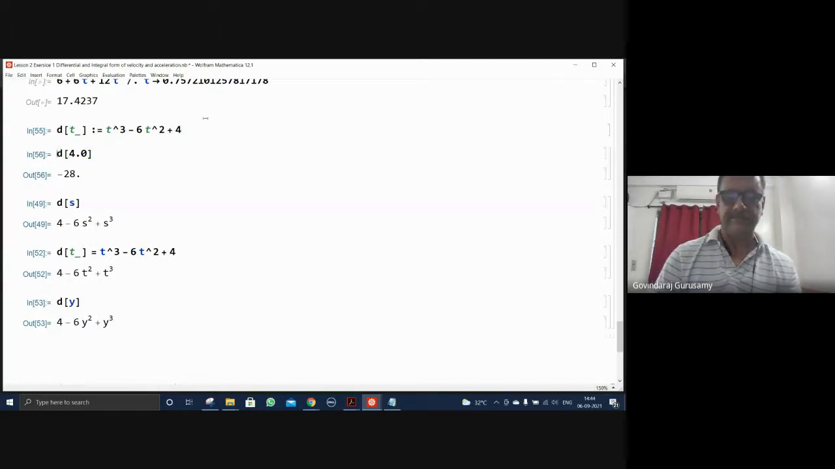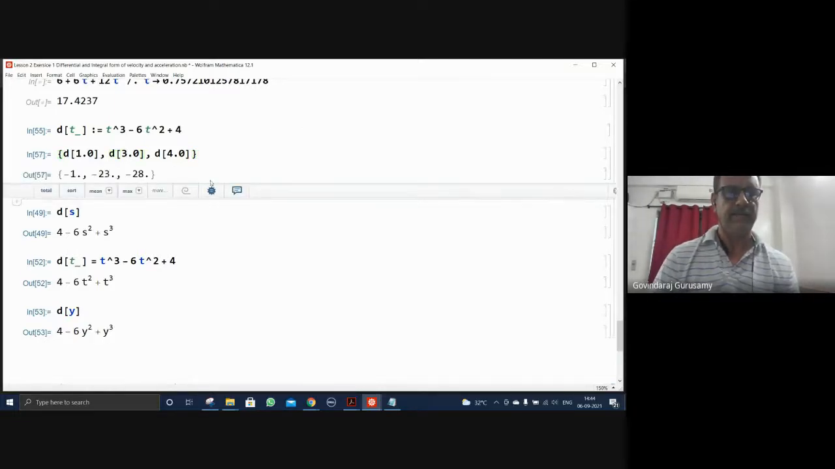For example, I can have a list. One more parameter I can add. And this is the list which can be created for the different values like 1, 3 and 4. This is the list which can be created. Or you can make a table of this. I can have a table.